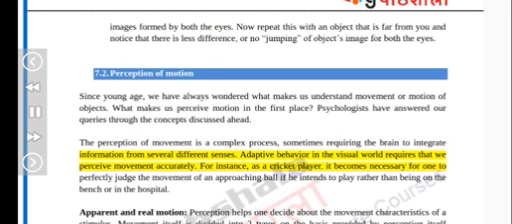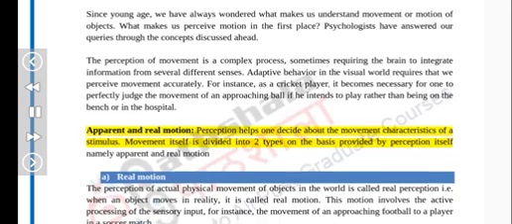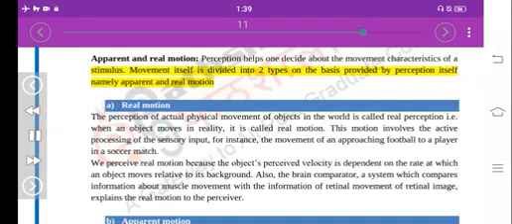Adaptive behavior in the visual world requires that we perceive movement accurately. For instance, as a cricket player, it becomes necessary to perfectly judge the movement of an approaching ball if he intends to play rather than being on the bench or in the hospital. Apparent and real motion. Perception helps one decide about the movement characteristics of a stimulus. Movement itself is divided into two types on the basis provided by perception itself, namely apparent and real motion.